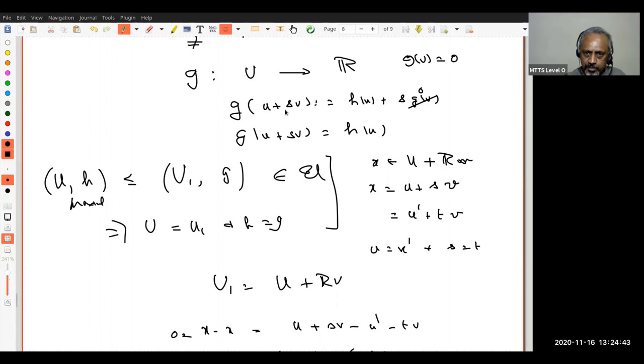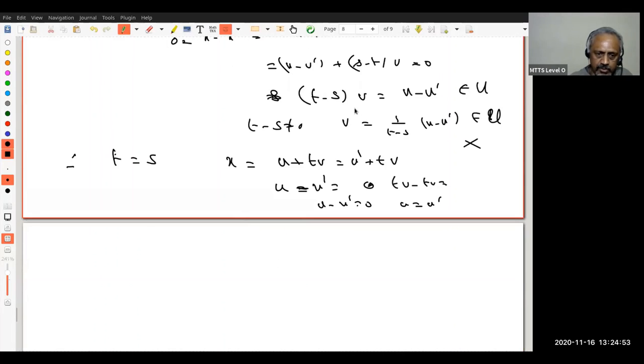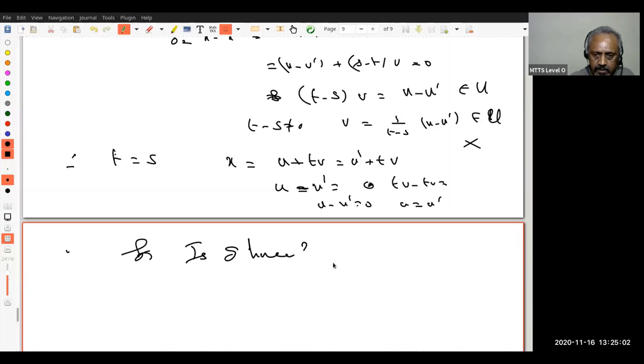Therefore, it should be G of U plus G of SV. Therefore, H of U plus S times G of V. But are you following? Okay. You still have to show that G is linear. So is G linear? So how did you define? G of U plus SV is H of U. That's it.